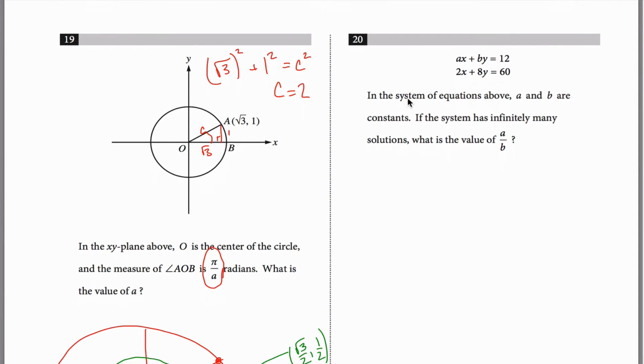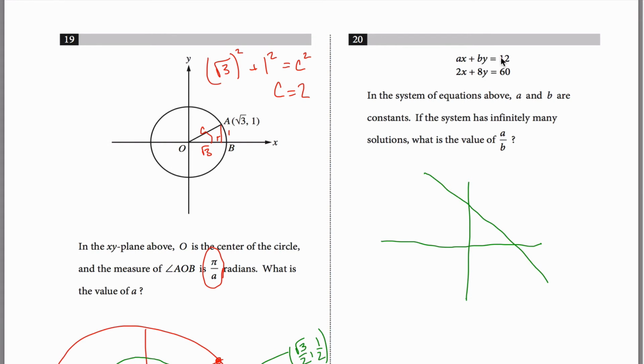Lastly, number 20 here, you're given a system of equations. You're told that a and b are constants, and the system has infinitely many solutions. Okay. The way to think about this is that for a system to have infinitely many solutions, these two equations must represent the same line. So 2x plus 8y equals 60 represents some line. You could probably think about it long enough and figure out what line that represents. But frankly, I don't care what line that represents. I'm not going to use this graph or anything. But it represents some line.